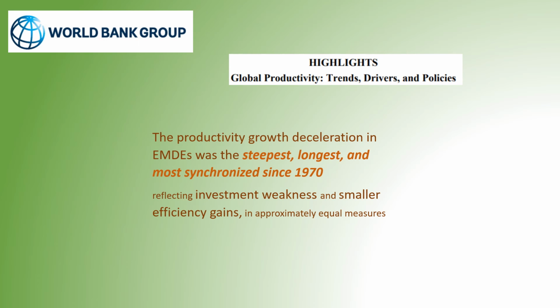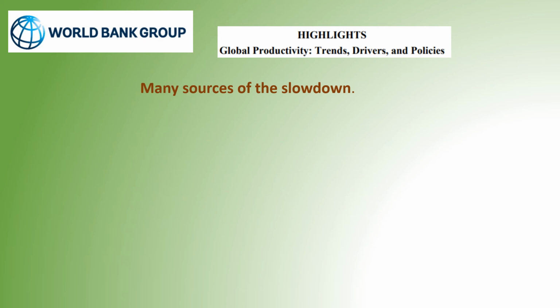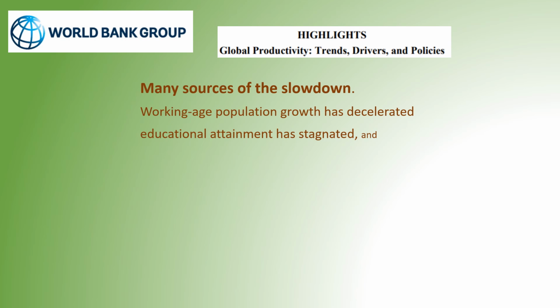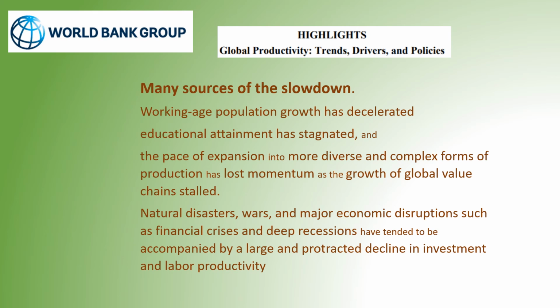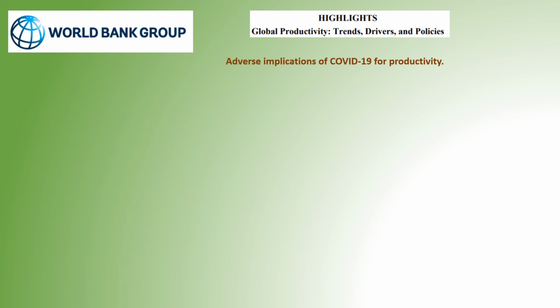The deceleration in emerging markets and developing economies was the steepest, longest, and most synchronized since 1970. Because of and since the global financial crisis, many factors have deepened the slowdown. Working age population growth has decelerated, educational attainment has stagnated, the pace of expansion has lost momentum. Natural disasters, wars, and major economic disruptions have tended to be accompanied by a large and protracted decline in investment and labour productivity. When the bank talks about adverse implications of the pandemic for productivity, they're really talking about profitability.